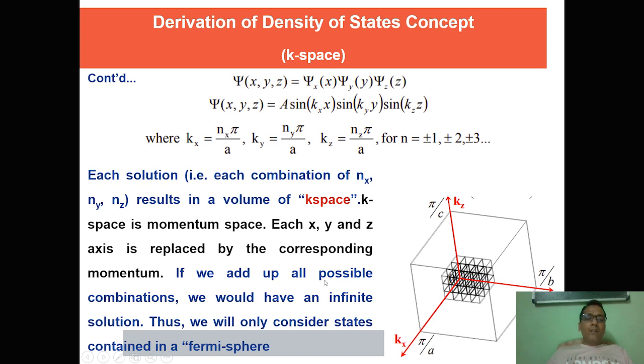So if we add all the possible combinations of nx, ny, and nz, we would have an infinite number of solutions. Thus we will simply consider only states confined in a Fermi sphere, so we will not be including all these combinations of nx, ny, and nz.